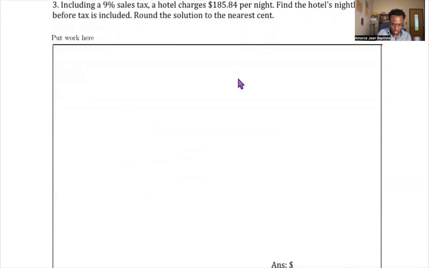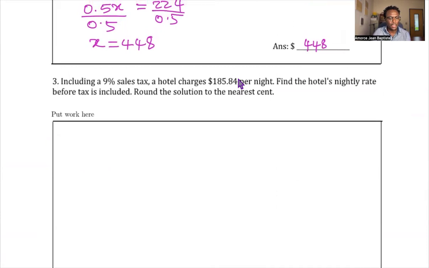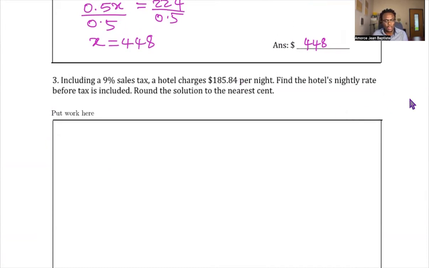All right, one more problem here. Oh, we got two more. Including 9% sales tax, a hotel is charging 185.84 per night. Find the hotel's nightly rate before tax is included and round the answer to the nearest cent. Okay, so 9% is the tax, and 9% of what? 9% of the original price, which is what we are asked to find. So I'm going to call X the original nightly rate.